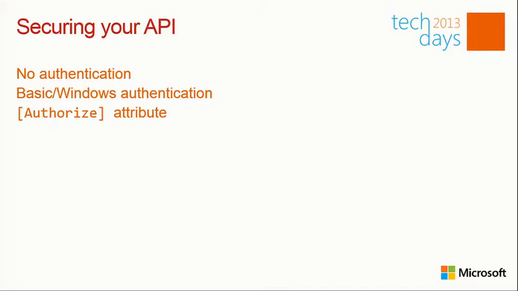So what you can do is, just like in MVC, you can add the authorize attribute on top of your controller or on top of your action, and the framework will see if the user is logged in or not, or has a specific role or not, or has a specific username or not. But how does the API know which user is calling the API?